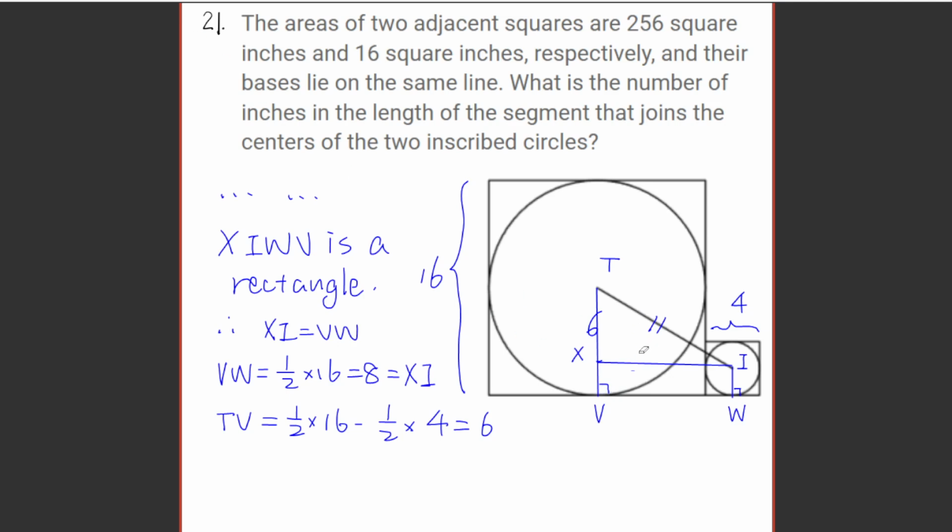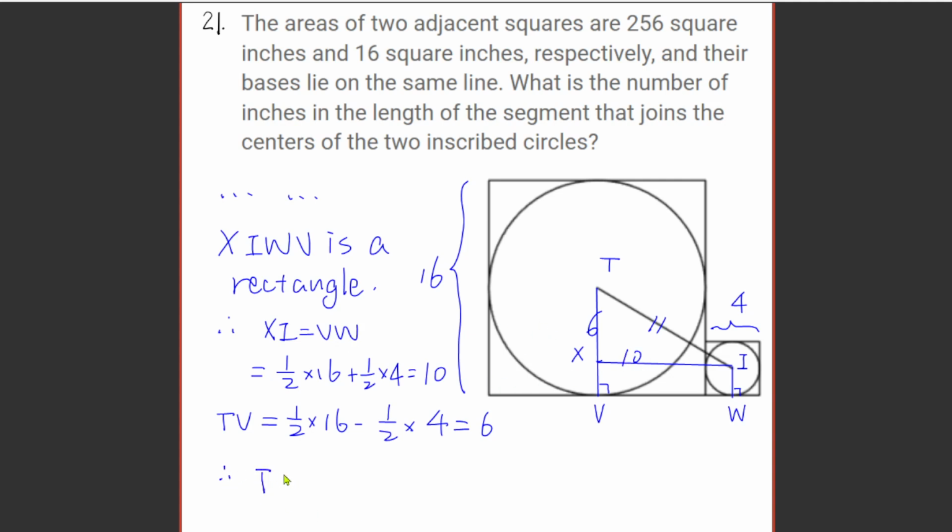Oh, sorry, I made a mistake here. This length is the sum of the 2 radii, so 1/2 of 16 plus 1/2 of 4, right? And that's 10. And that also equals XI, so that's 10.